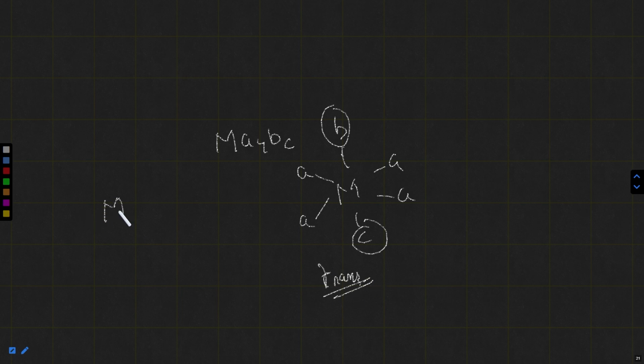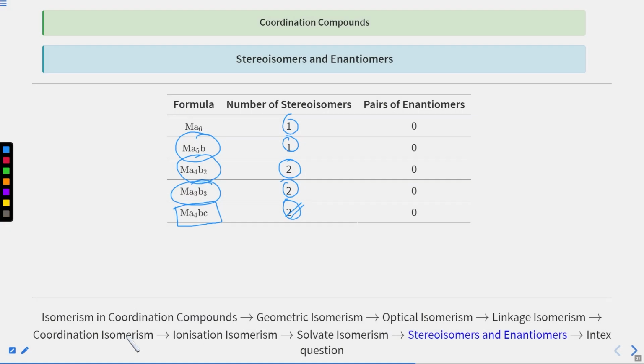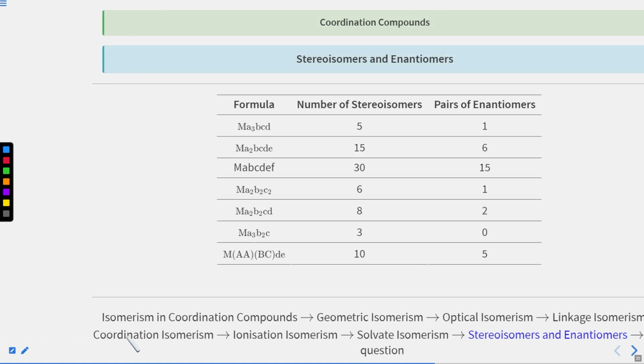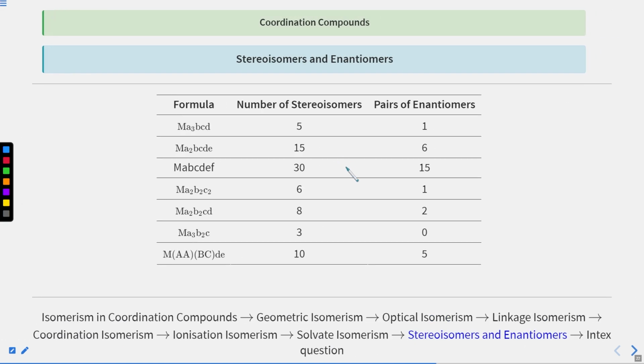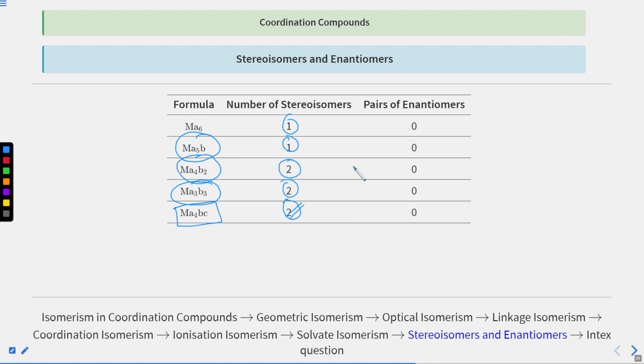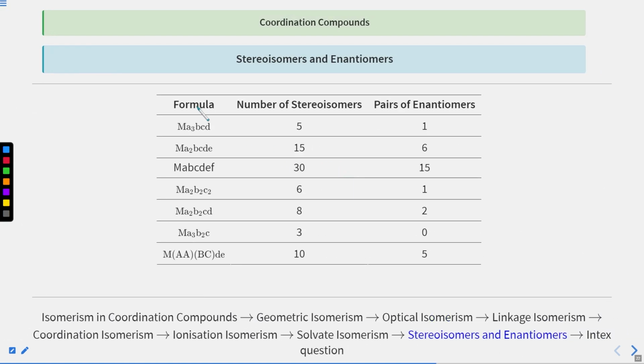Now if I draw one more structure such that B and C are on the same side, that is, they're making an angle of 90 degrees. In this case, they're making an angle of 180 degrees. So this will be termed as cis. Clear? Got my point? Okay. So if I ask you for MA3B3, just try to draw it by yourself again, right? We can have many examples in such a way. Okay, limited examples are possible.